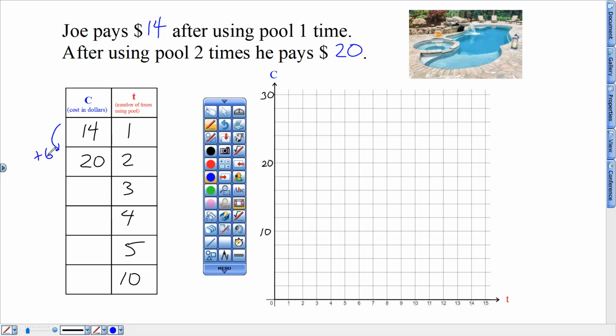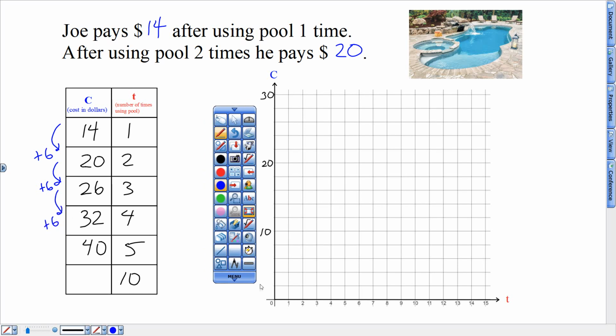So my next values would be 26 right here. And then going up 6 more will give me 32. And going up 6 more would give me 40. That's what that's telling me. Going up by 6. 14 to 20 is going up by 6. So if I keep adding by 6, that will give me the other numbers in this C column, cost column. Keep adding by 6s.